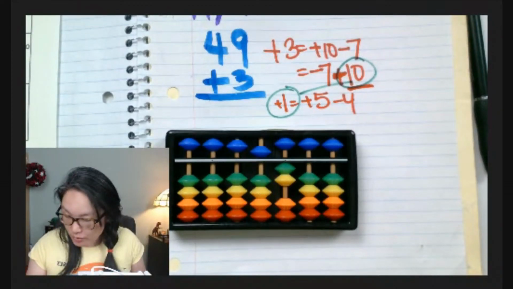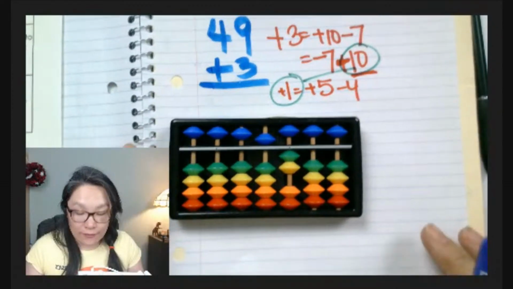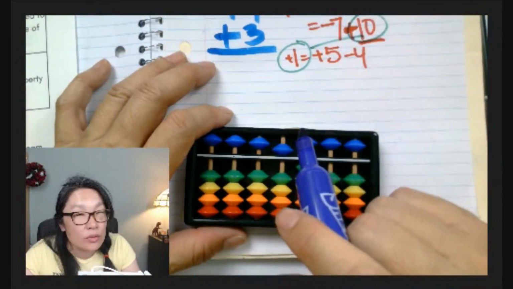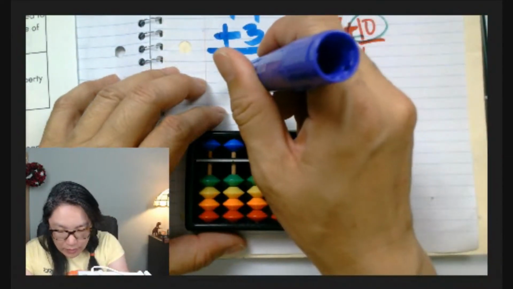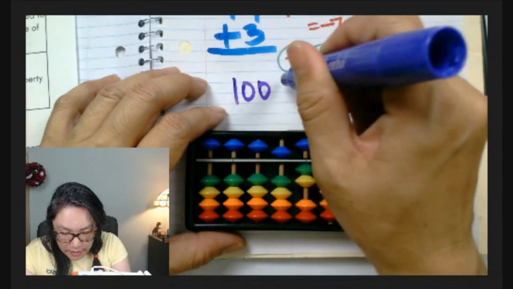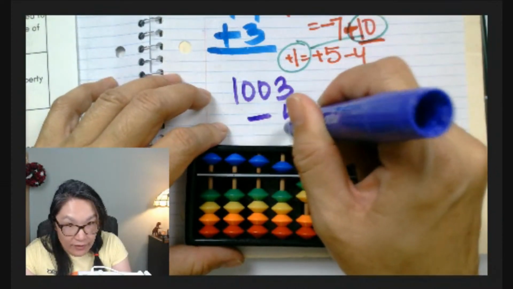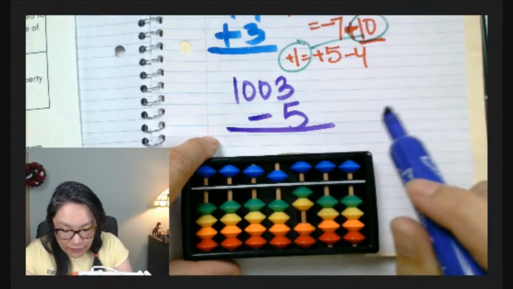Let's do another one. This is a fun one. I like it when I do 9s. Okay, you know what? Let's do subtraction. We do 103 minus 5.